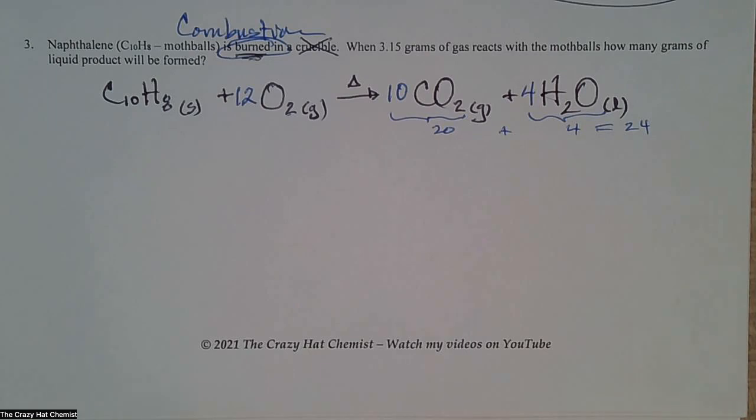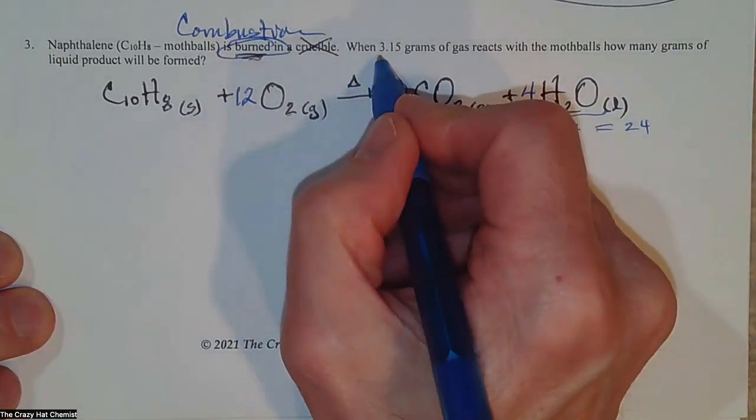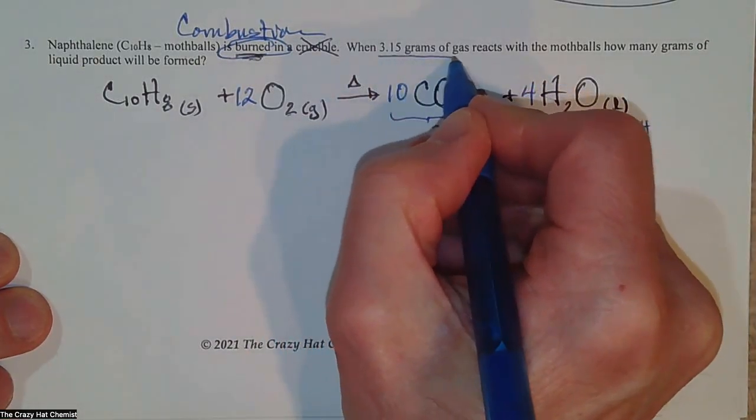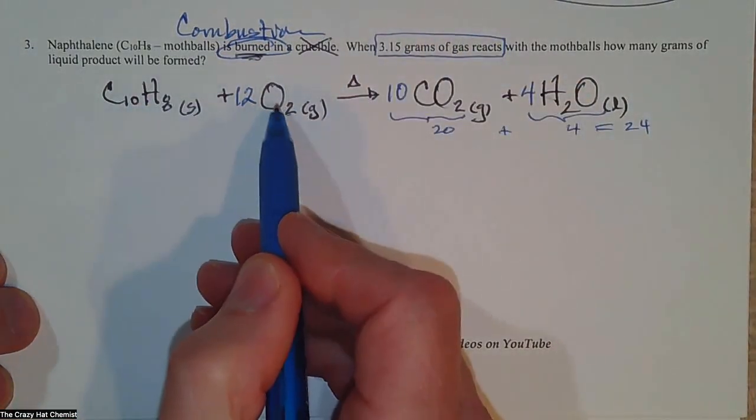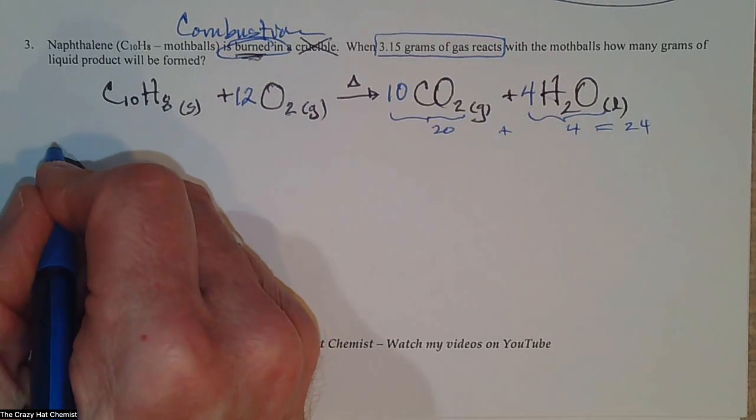Yay, finally. All right. So we're going to now continue to read on this problem and figure out what we need to do. That's when 3.15 grams of gas reacts. So what's the gas that reacts? That's actually oxygen. So I'm going to start off with that.